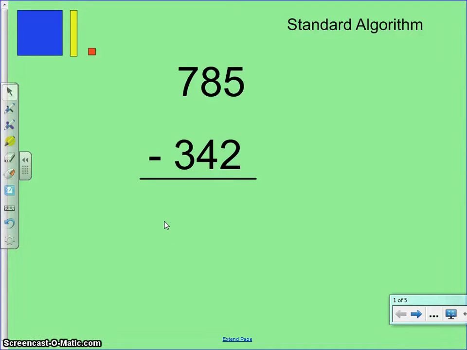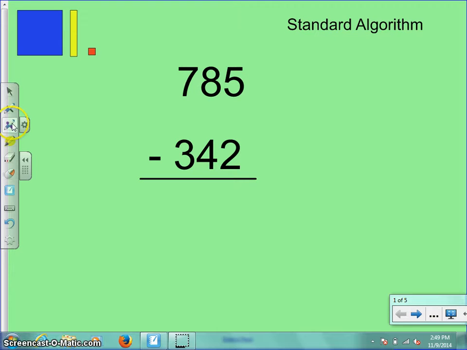Alright guys, so we looked at subtraction by using the expanded form of the numbers to help us subtract. Well, now we're going to look at what we call the standard algorithm. And that's not using the expanded form, but just using the numbers as they look. So for instance, we have 785 minus 342. The standard algorithm, we just go ahead and subtract the place values.